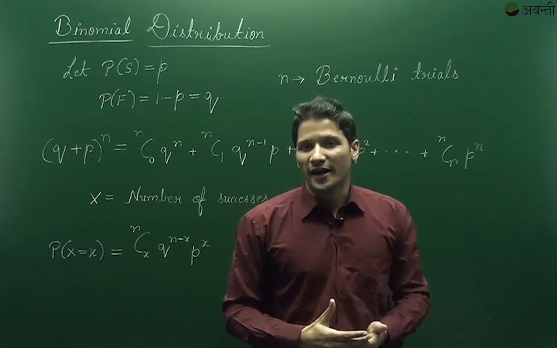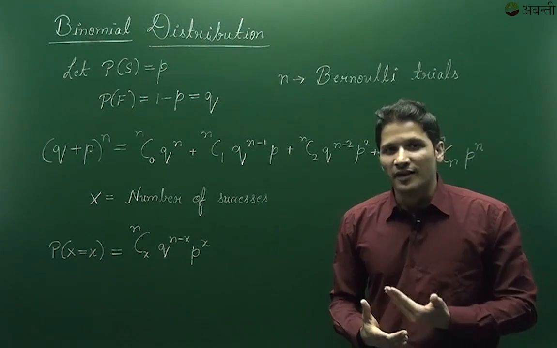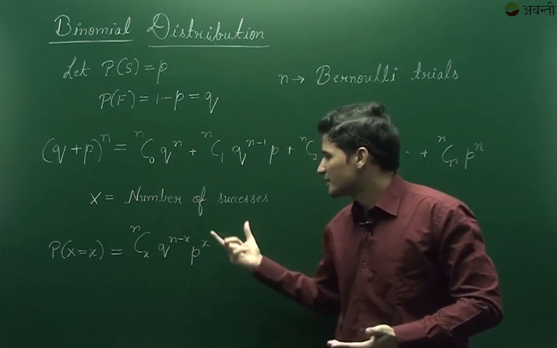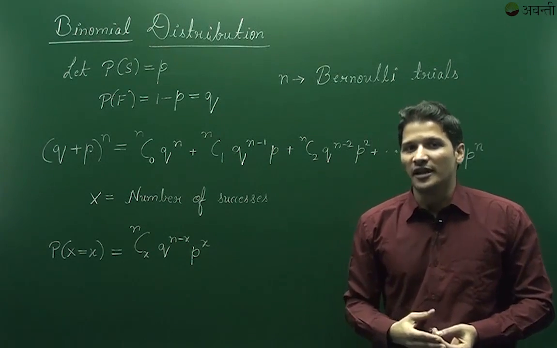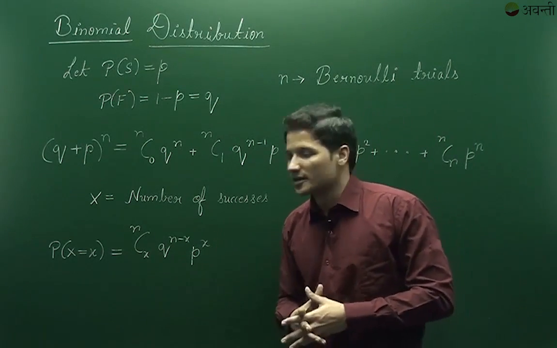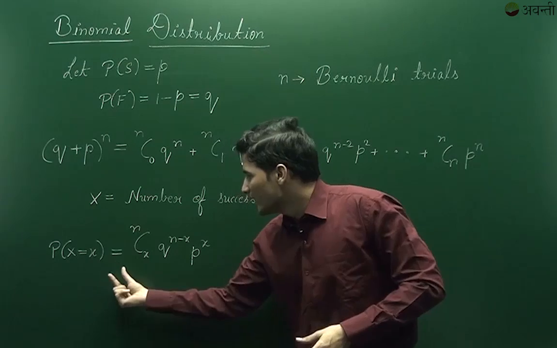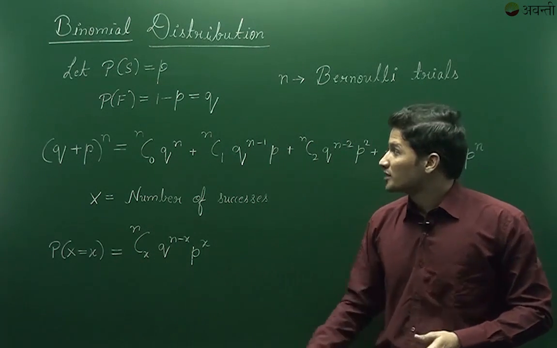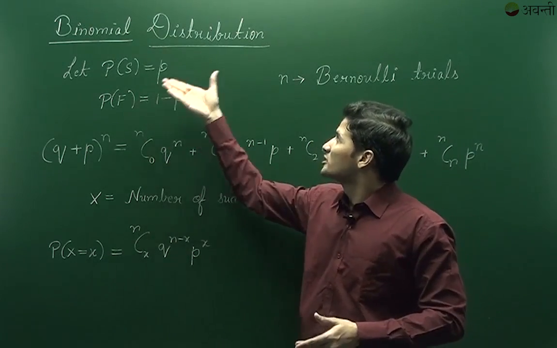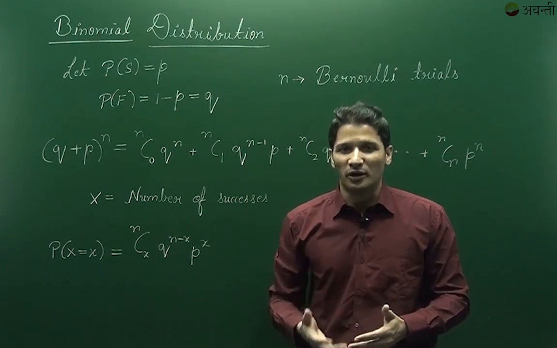So if we define a random variable X where we say X is the number of successes, and if we want to find out probability of x number of successes, then we can find it using this expression, that is P(X = x) = nCx into q^(n-x) into p^x. So this is the general case of binomial distribution, which is only valid for Bernoulli trials.